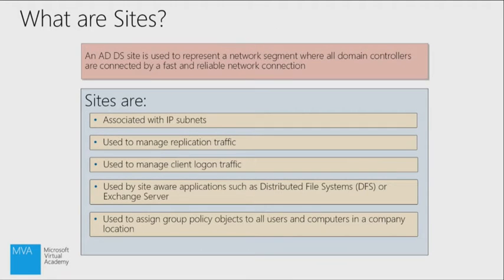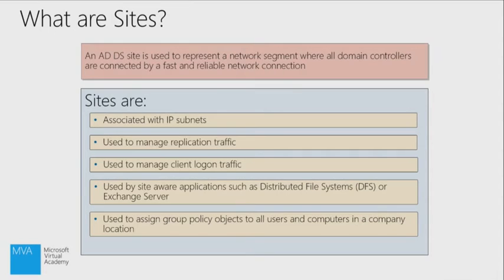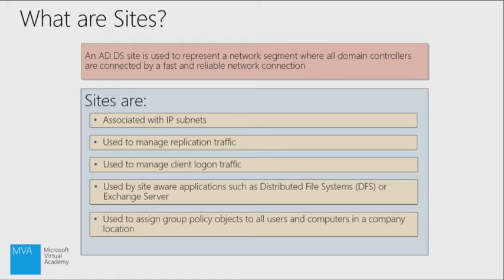What are sites? An ADDS site is used to represent a network segment where all domain controllers are connected by a fast and reliable network connection. Sites are not an organizational boundary in terms of we have a branch office in London, we have a branch office in Paris, we have a branch office in New York. Those are not necessarily Active Directory Domain Services sites, depending on the speed of the links between those offices. Sites are associated with IP subnets, typically, and by default, as you're expanding out your Active Directory Domain Services to further sites, this will be created automatically.